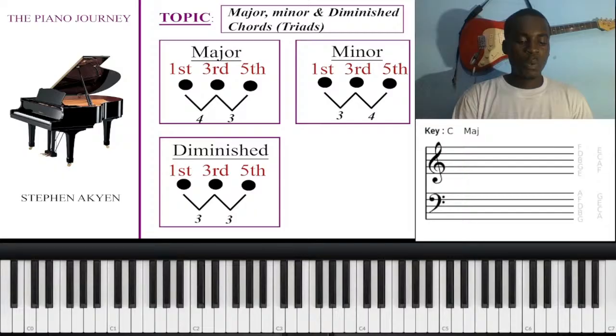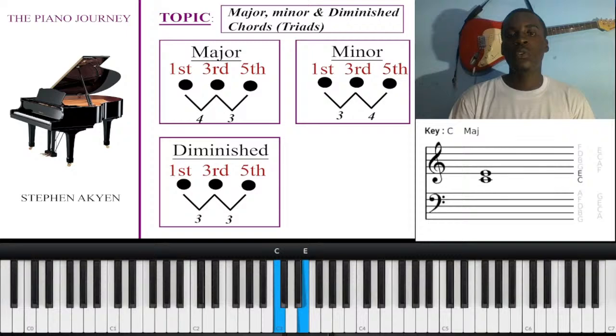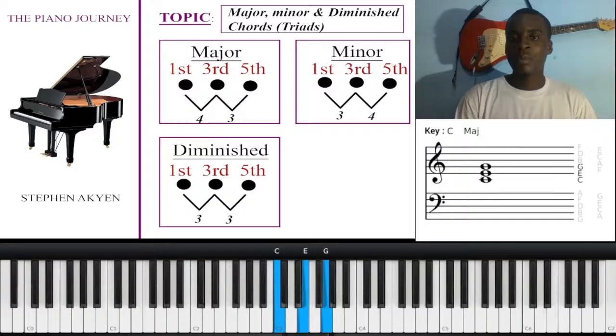So this is my notes. I count 1, 2, 3, 4. So if I count 4, I get my third. All right. Then from the third, I count 3 steps to get my fifth. So I go 1, 2, 3. Okay. So that's how we find it.